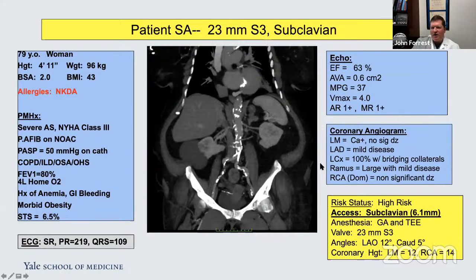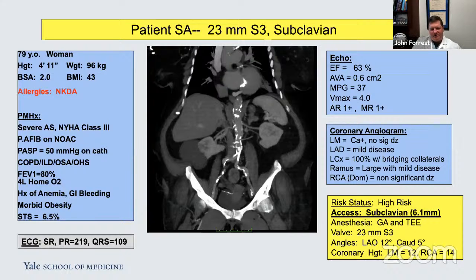She has a fair amount of coronary artery disease, a circ that's occluded, a large ramus, and her LAD and left main are okay. And our plan in her was we were going to leave that coronary disease behind. The circumflex was relatively small. It was primarily heart failure that she had. She was deemed high risk, and our plan was for a subclavian access.